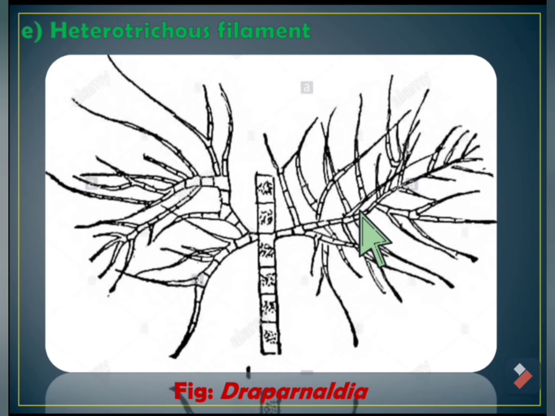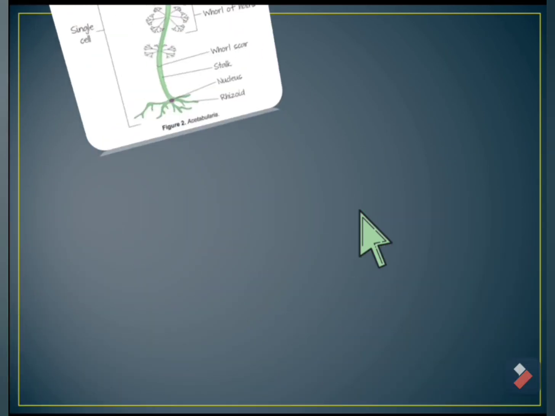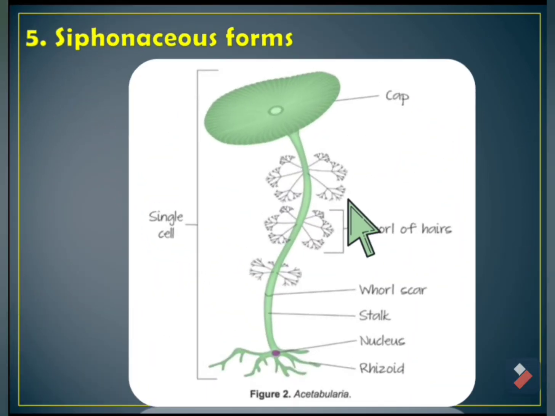Or Draparnaldia, you can see in this figure. Next, we have another type of vegetative body, that is siphonaceous forms. Now, here in siphonaceous form, the unicellular thallus, just a single cell, will enlarge to form a non-septate, uninucleate or multinucleate, sac-like or tubular structure.